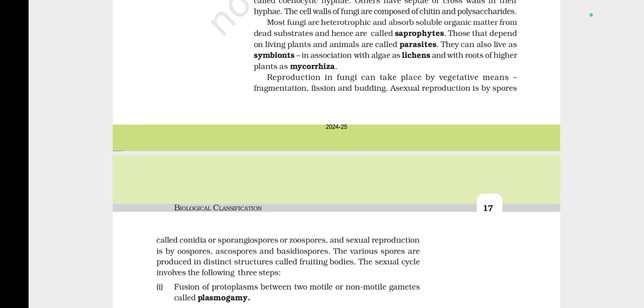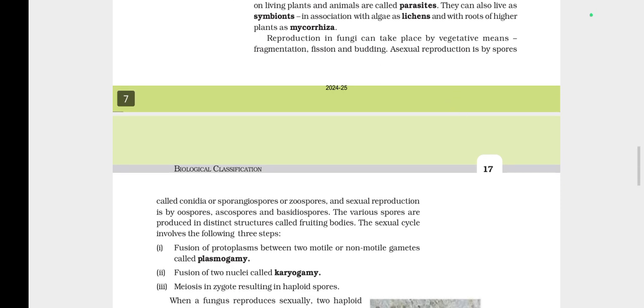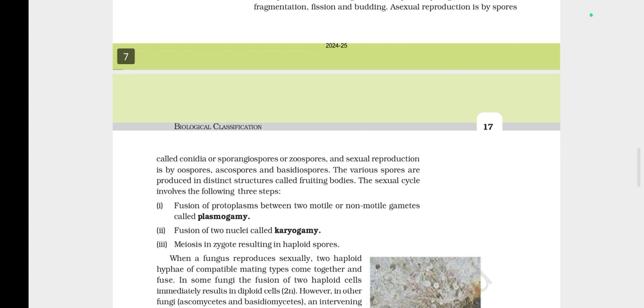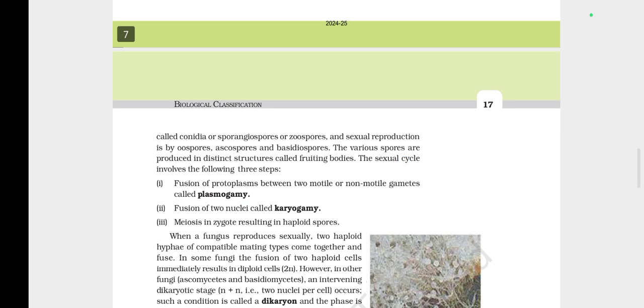Reproduction of fungi can take place by vegetative means: fragmentation, fission and budding. Asexual reproduction is by spores, conidia, sporangiospores or zoospores. Sexual reproduction is by oospores, ascospores and basidiospores. The various spores are produced in distinct structures called fruiting bodies. The sexual cycle involves the following three steps.